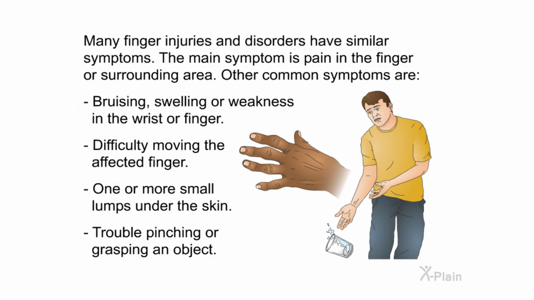Many finger injuries and disorders have similar symptoms. The main symptom is pain in the finger or surrounding area. Other common symptoms are bruising, swelling, or weakness in the wrist or finger, difficulty moving the affected finger, one or more small lumps under the skin, and trouble pinching or grasping an object.